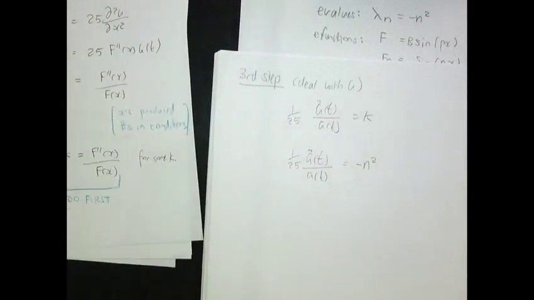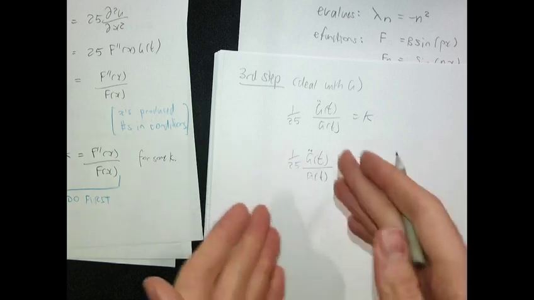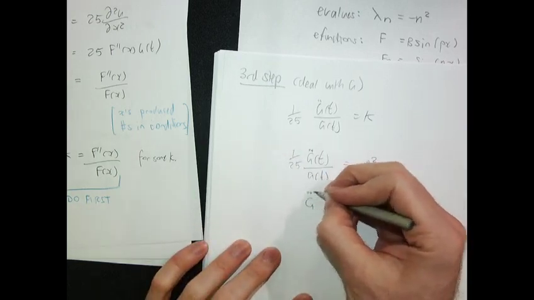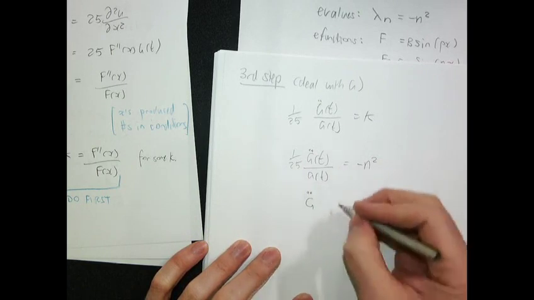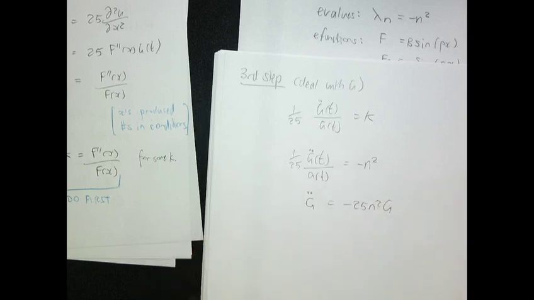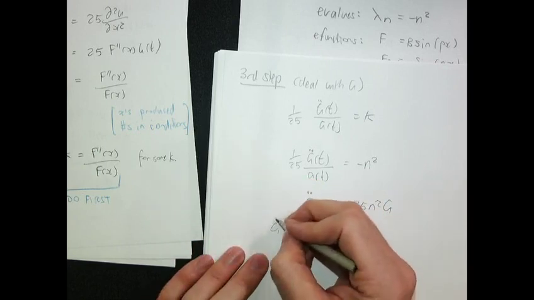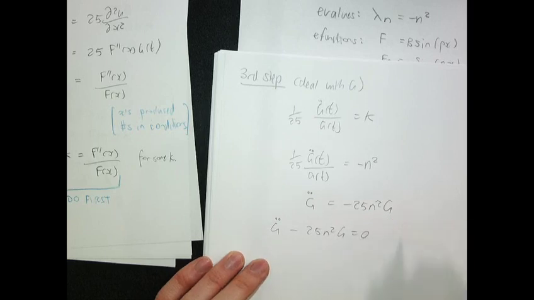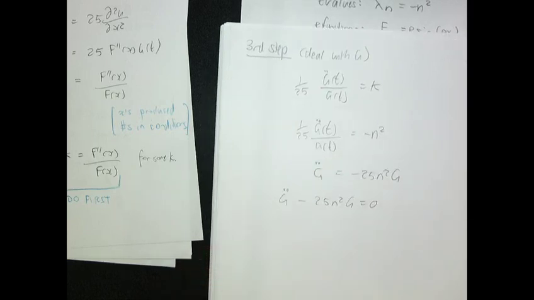Okay, so now I need to solve this differential equation. So I'll ignore the t's and I'll just do it with the double dots. Like that, times both sides by 25, times both sides by g, and I'm now here. And now it's a second order differential equation with constant coefficients.